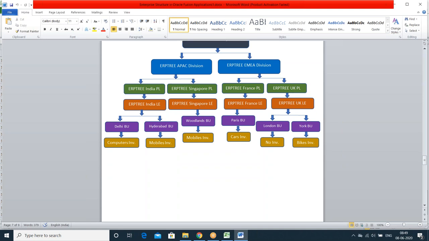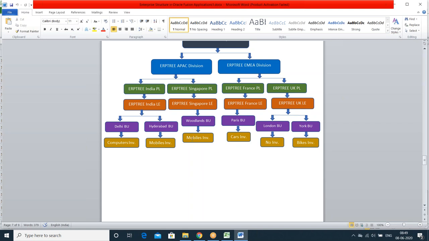In India, they are operating the business in two locations. Ideally, in however many locations they are operating the business, we create the business units. Say they are operating in India in two locations, Delhi and Hyderabad. So a Delhi business unit and a Hyderabad business unit. In the Delhi business unit, in the Delhi branch, they are dealing with computers, so they have a computers inventory. In the Hyderabad business unit, they are dealing with mobile sales or mobile-related activities.